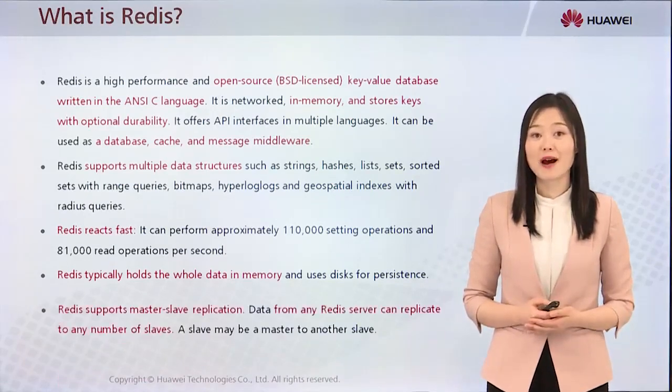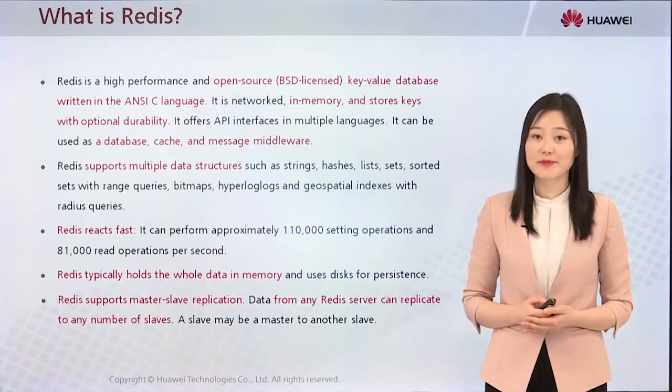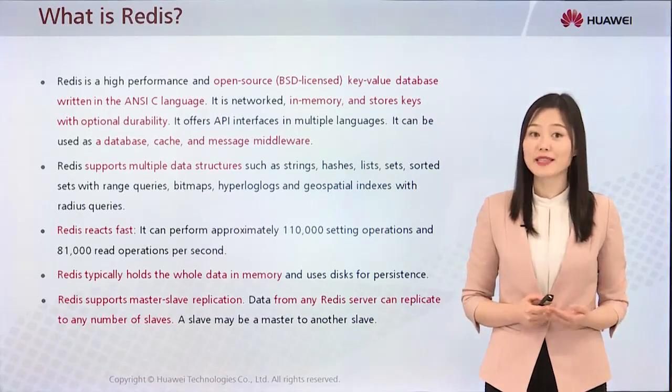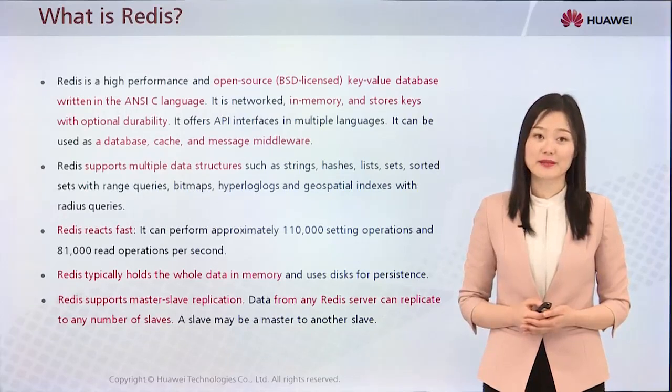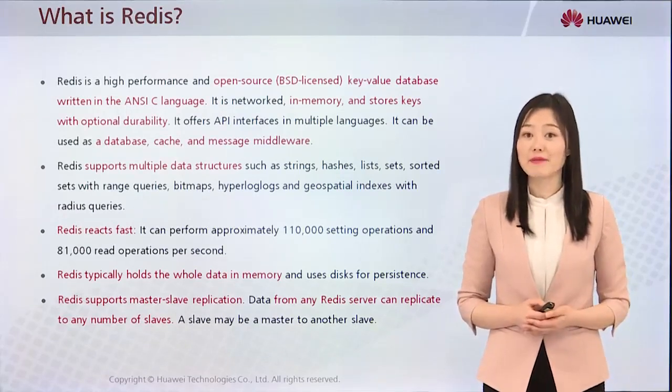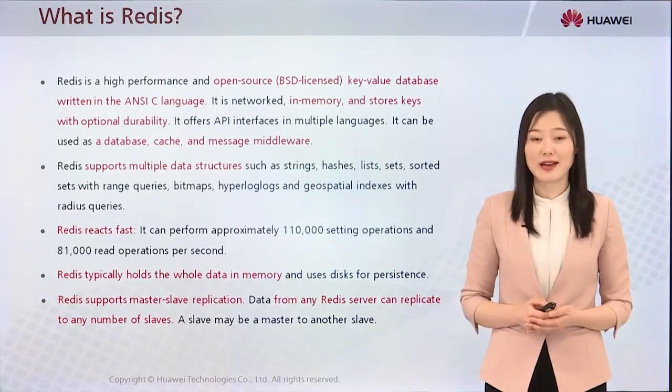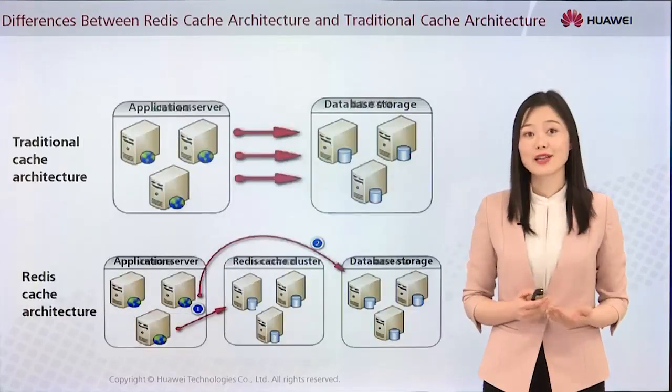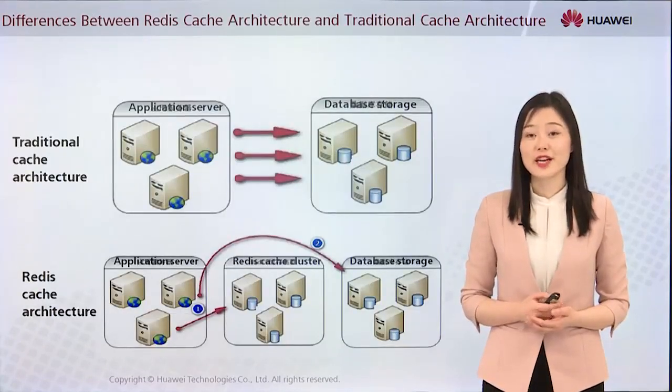Redis supports master-slave replication. Data from any Redis server can replicate to any number of slaves. A slave may be a master associated with another slave. How does Redis cache architecture differ from the traditional architecture?